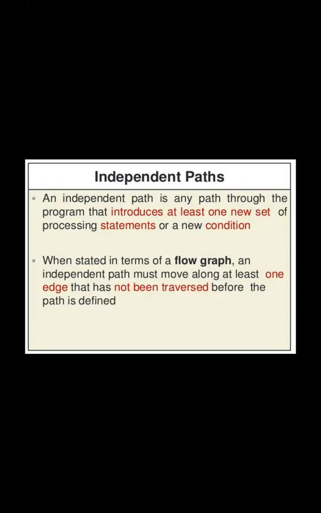It introduces at least one new set of statements or a new condition. When stated in terms of the flow graph, an independent path must move along at least one edge that has not been traversed before the path is defined. So the input should be given in such a way that both paths in any branching statement are tested.